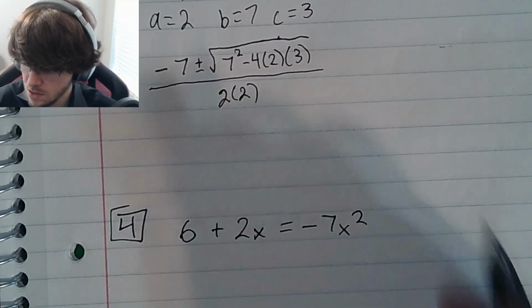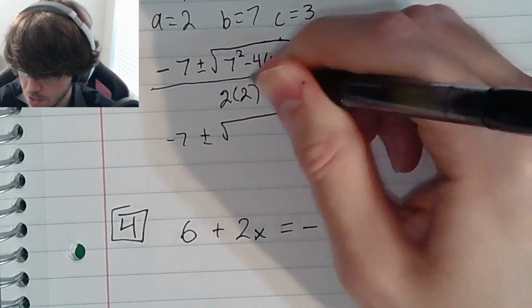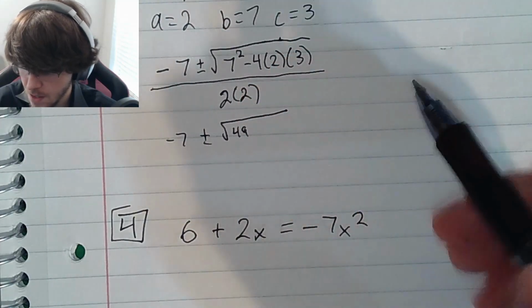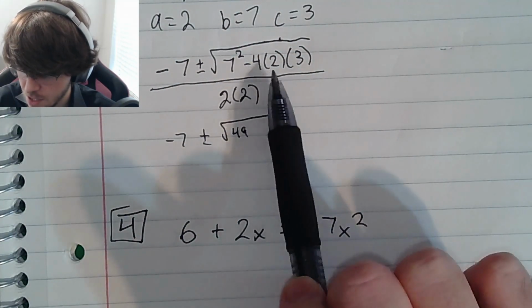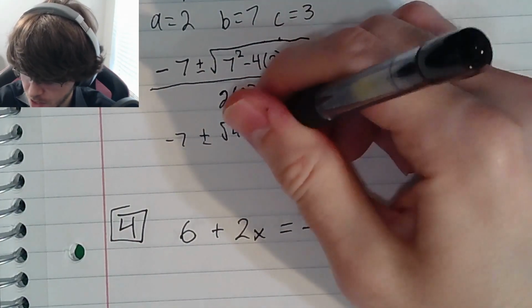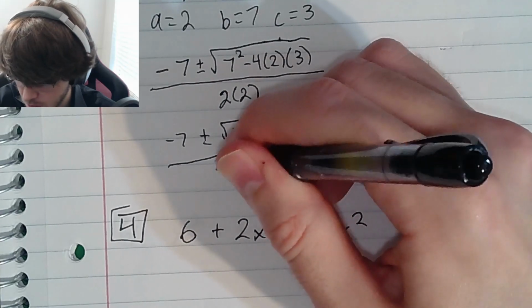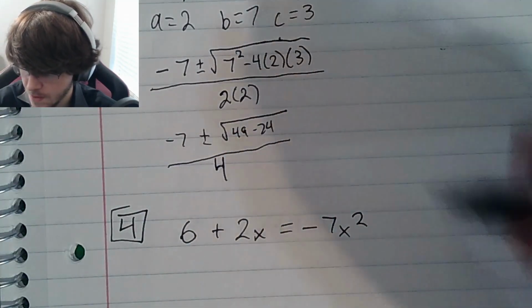And we just have to continue simplifying. So we have negative 7 plus or minus the square root. 7 squared is 49. Minus 4 times 2. 4 times 2 is 8. 8 times 3 is 24. So minus 24 divided by 4. 2 times 2 is 4.